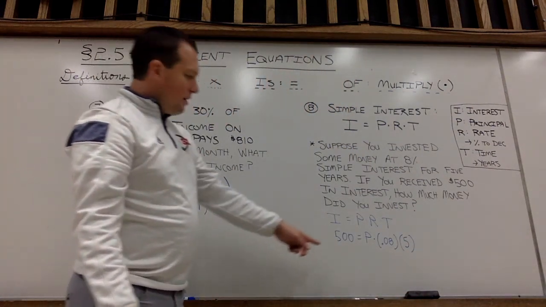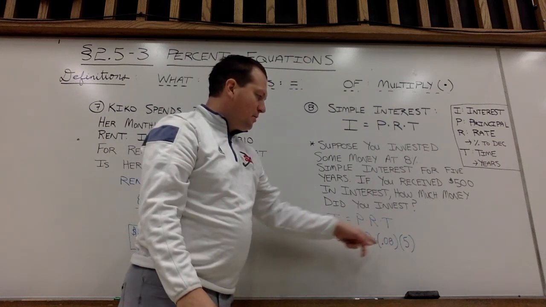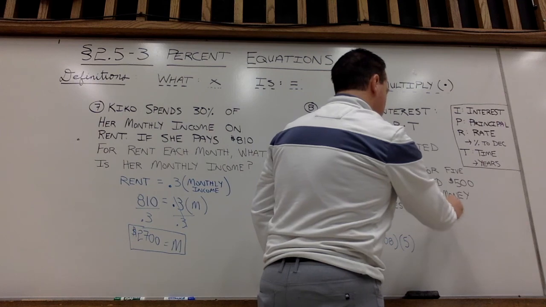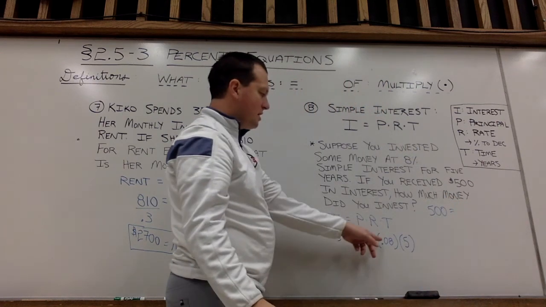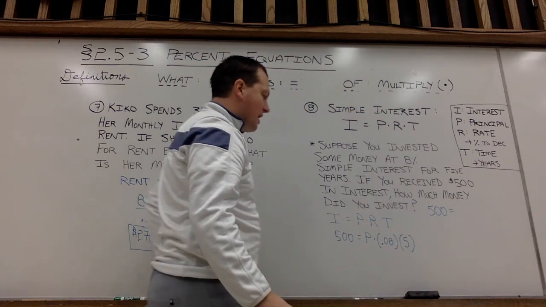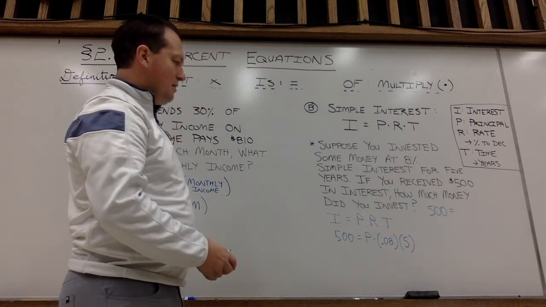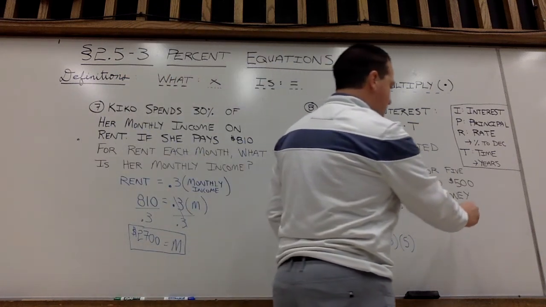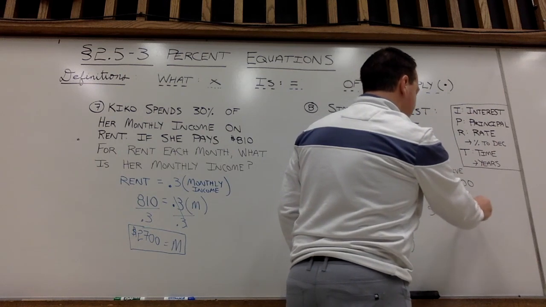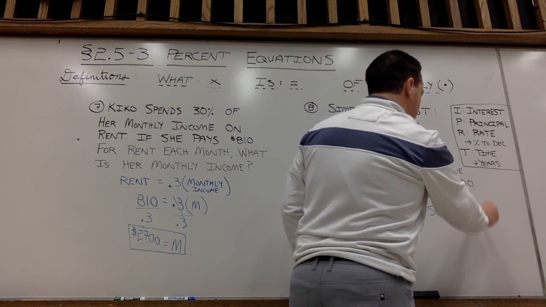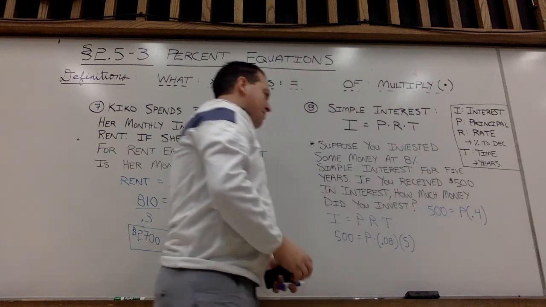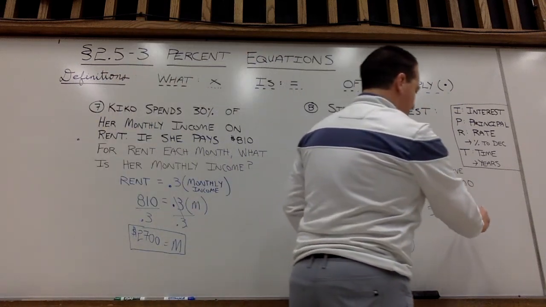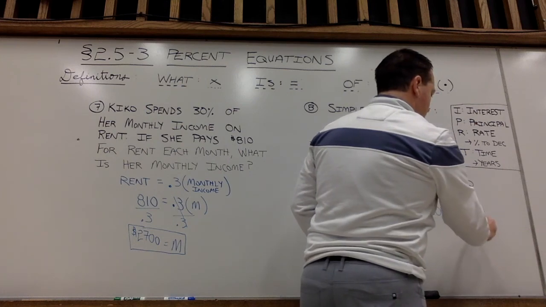So what I can do here to get P alone is I can first simplify the right side. So I'm going to have 500 equals P times 0.08 times 5. Well, I can multiply the 0.08 times 5 and get 0.40. So then to get P alone, I'll undo multiplying it by 0.4. I'll divide both sides by 0.4.